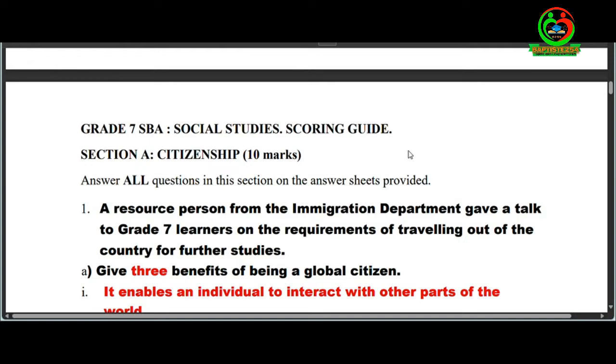Section A. A resource person from the Immigration Department gave a talk to grade 7 learners on requirements of traveling out of the country for further study. Give 3 benefits of being a global citizen. I'll just talk about a few, then we'll read more.